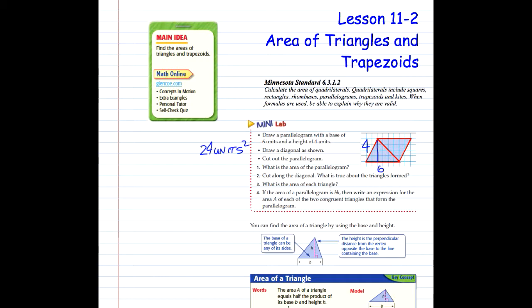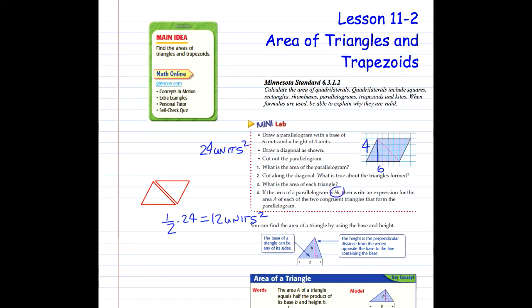Cut along the diagonal. What is true about the triangles formed? Well, these triangles are each half of that parallelogram. What's the area of each triangle? Well, the area of the triangle would be 1/2 of 24, which is 12 units squared.